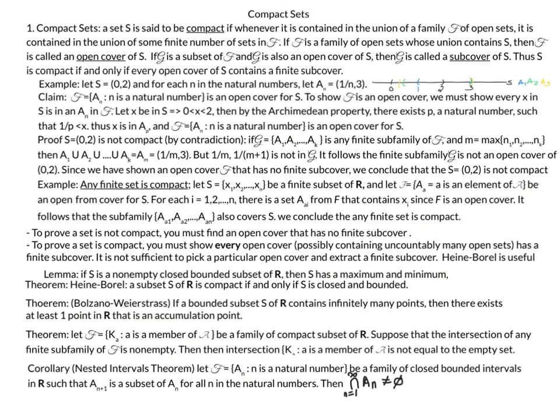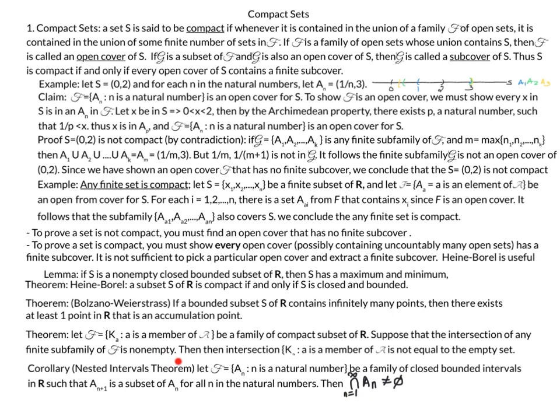Next, we have a couple of theorems and a corollary. First, the Bolzano-Weierstrass Theorem. If a bounded subset S of R contains infinitely many points, then there exists at least one point in R that is an accumulation point. The next theorem: if we have a family of compact sets of R, so possibly infinite, but it's a family of compact sets, suppose that the intersection of any finite subfamily is non-empty, then the intersection of the entire family is not equal to the empty set either.